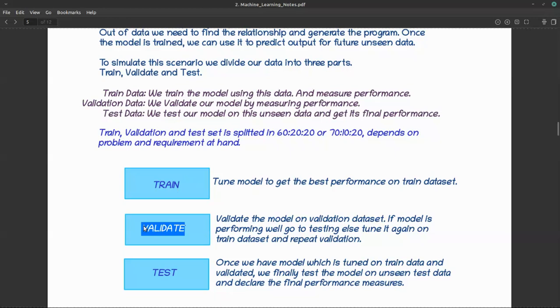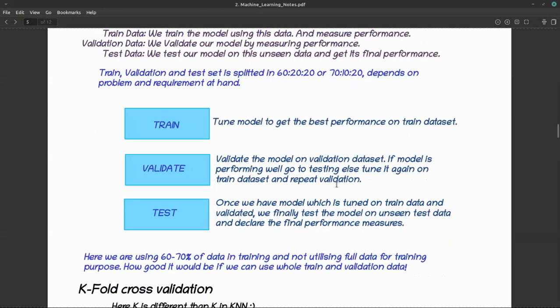Then you will validate your model on the validation data. Till now your model doesn't know about this validation data set, right? If the model is not performing well, you will try to tune the model again and find out the hyperparameters. Basically hyperparameter tuning is done on the validation data set, right? What should be the value of lambda? What should be the value of k, or zeta, or any hyperparameter you have, like C in SVM.